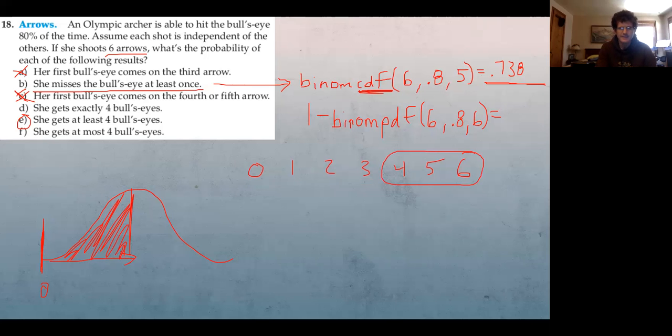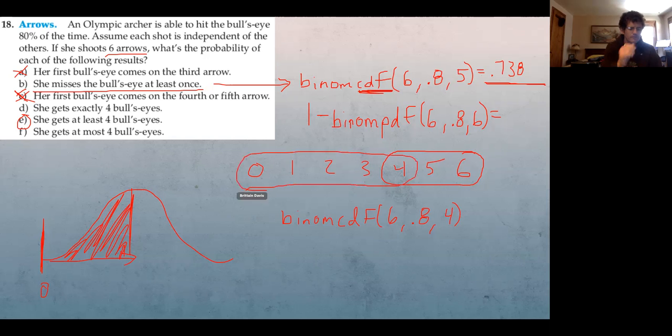Now, if I did binomial CDF, if we did what you just threw out there, which was some good thinking, 6.84, what that's going to do is give me the combined probability of these outcomes, left to right. So I don't want that probability. But what could I do instead?